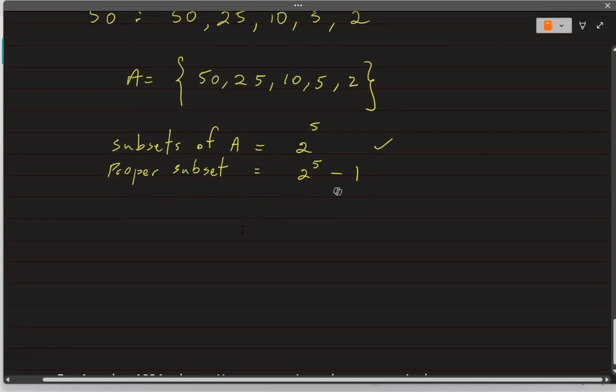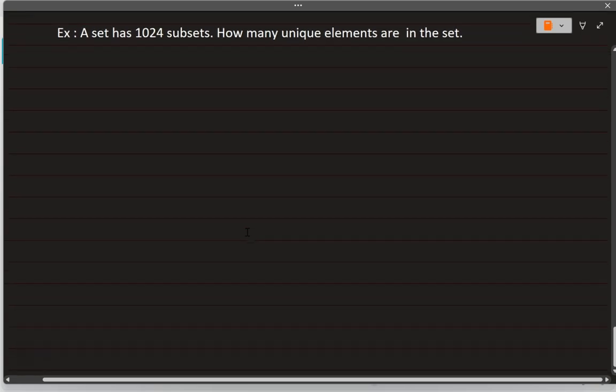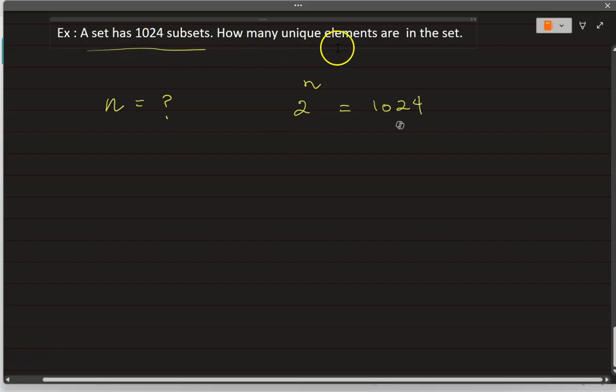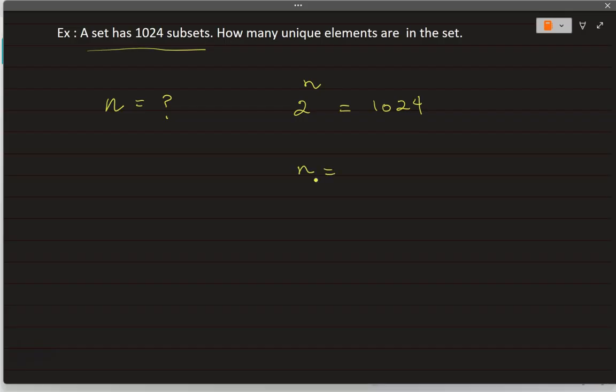Okay, let's look at another question. And here's another question right here. We have a set and it has 1024 subsets. How many unique elements are in the set? We're going to go backwards now. So n is what we're looking for, but it's giving us that the total number of subsets, which is 2 to the n, is equal to 1024. Okay, and because it says unique elements, that means that we are including the entire set itself as a subset. So we're including everything.